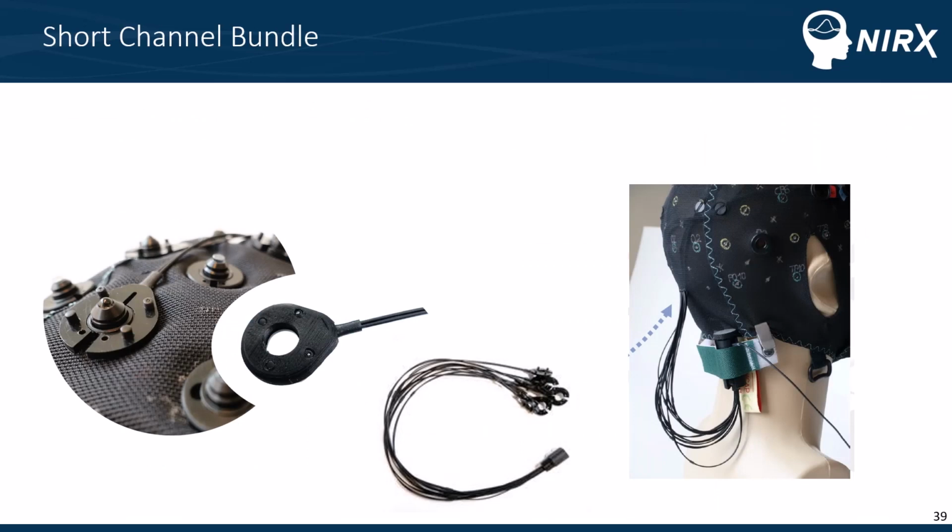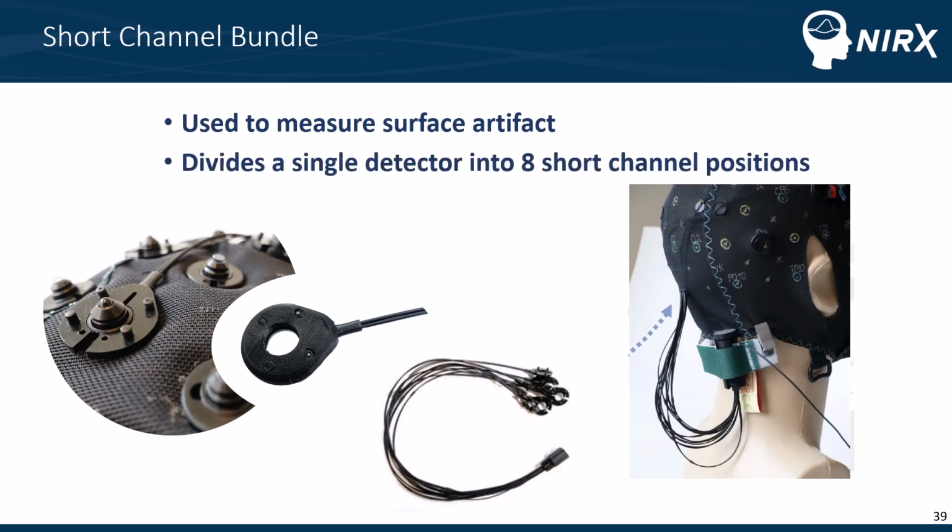Talking about the NIRx short channel bundle. It's used to measure surface artifact. It divides a single detector into 8 short channel positions. What happens is you take one of your detectors, you sacrifice it, and you end up getting 8 short channels from it. Here we've got our one detector coming in. It's coupled over here with this canister, and then we have our short channel bundle splitting off into 8 separate detectors.